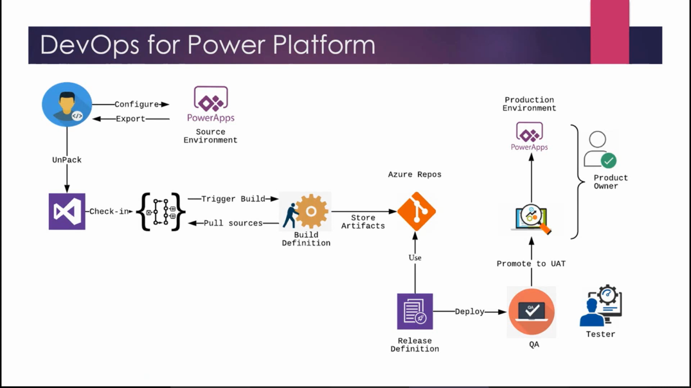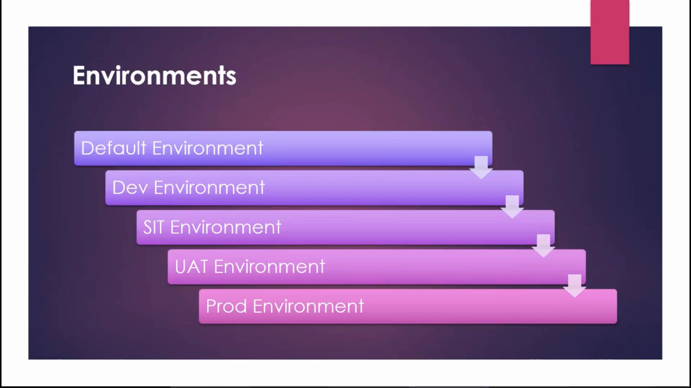Mainly what we are doing is building the solution, and once the solution gets built, we are picking the components that were checked in and packing them into one solution and pushing it to artifacts. From the artifacts, the release definition will pick it and deploy it to QA. The testers will validate here, and if they give the sign off, it will be promoted to UAT. Similarly, if the product owner or the business user gives a sign off, the same will be promoted to the production environment. So this is the overall architecture diagram of the process which we have defined.